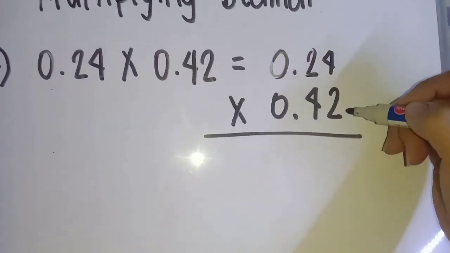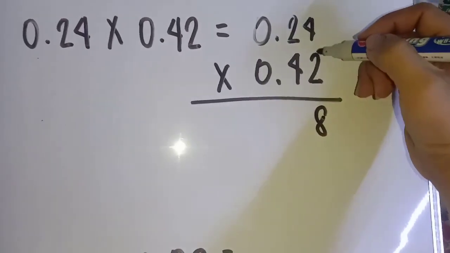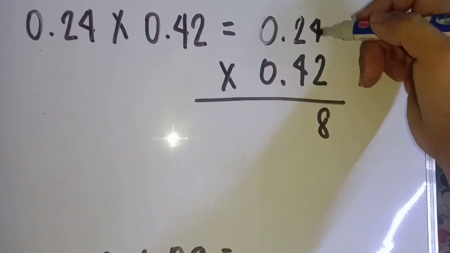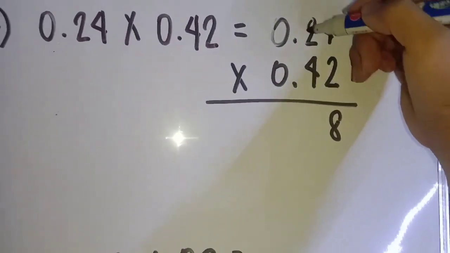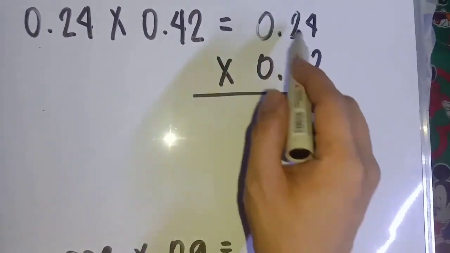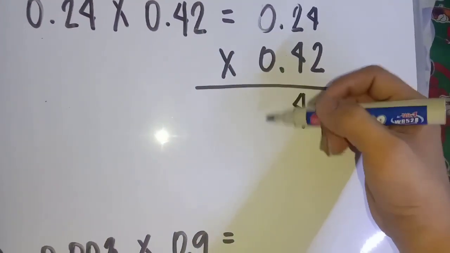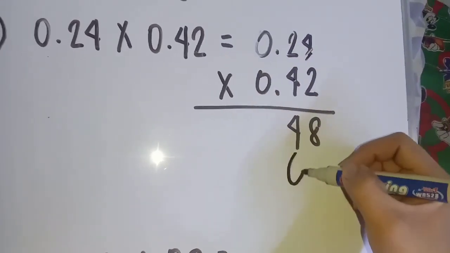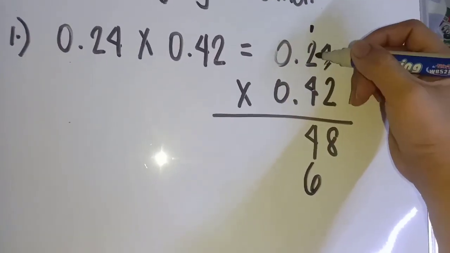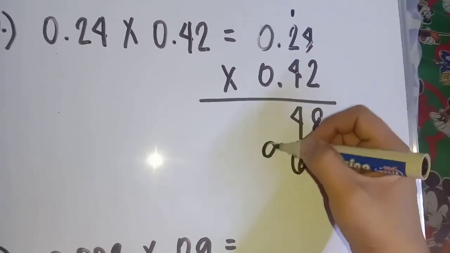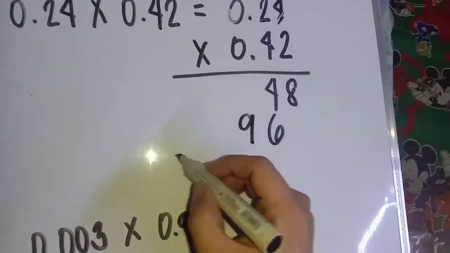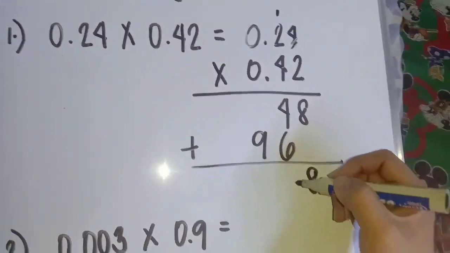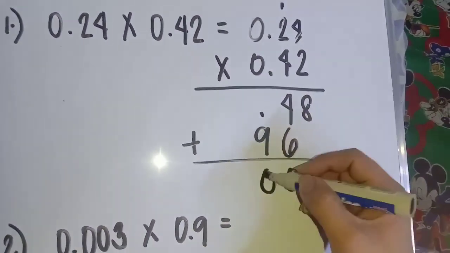So 4 times 2 is 8. So una natin yung 2 to multiply the first given. So again, 2 times 4 is 8. 2 times 2 is 4. Next, 2 times 0 is 0, or wag nating lagyan. Next is 4. 4 times 4 is 16. So 6, carry 1. 4 times 2, 8 plus 1, that is 9. Then we will add. So, bring down 8. 4 plus 6 is 10. 0, carry 1, that is 10.